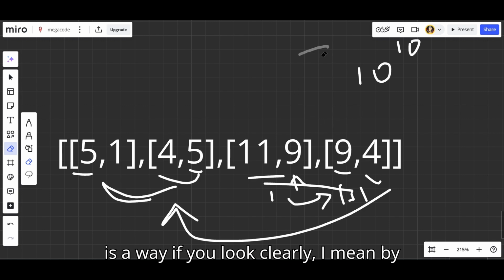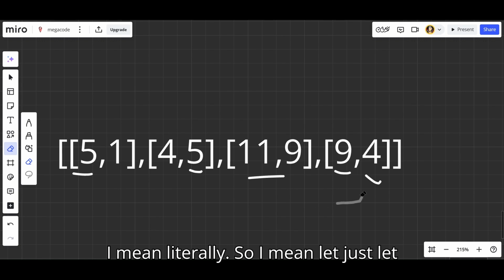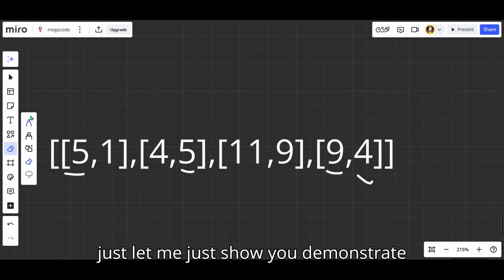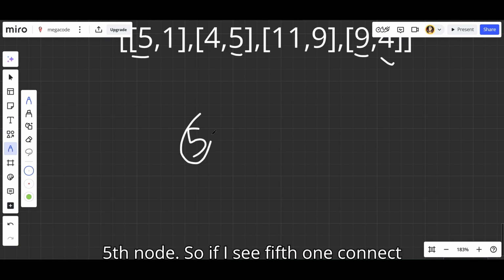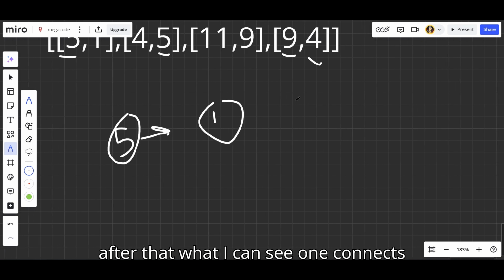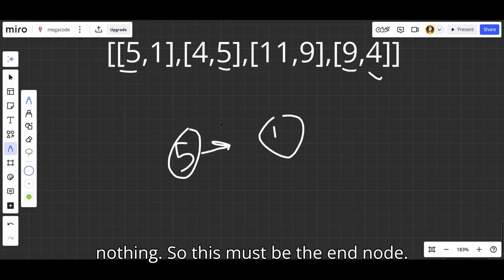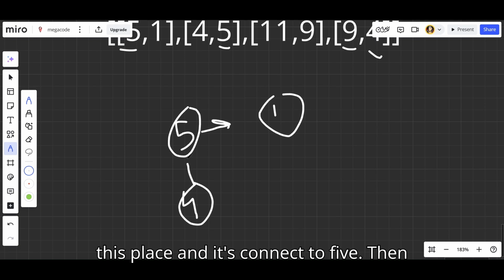If you look clearly, by using these values we can draw a graph. Let me demonstrate with the drawing. Let's say I'm at the fifth node. I see that 5 connects to 1. Then 1 connects to nothing, so this must be the end node. Then 4 connects to 5, so let's say 4 is right at this place and it connects to 5.